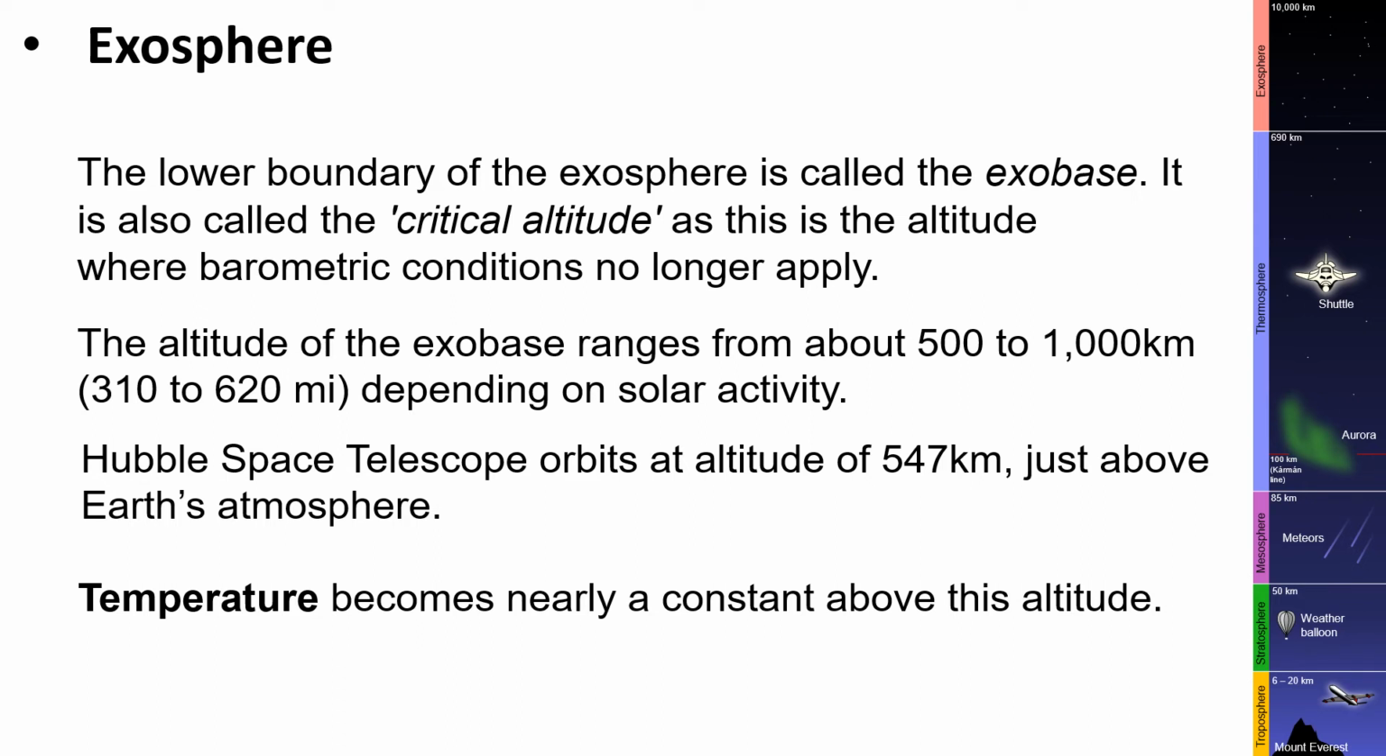The last layer is called the exosphere. The lower boundary of the exosphere is called the exobase. It is also called the critical altitude, as this is an altitude where barometric conditions no longer apply, because there is not enough air inside. Strictly speaking, this is space. The altitude of the exobase ranges from about 500 to 1,000 kilometers, depending on solar activity. The Hubble Space Telescope orbits at an altitude of 547 kilometers, so it's just above the Earth's atmosphere, in the exosphere. And temperature in the exosphere becomes nearly constant above this altitude. So that's the temperature in space.